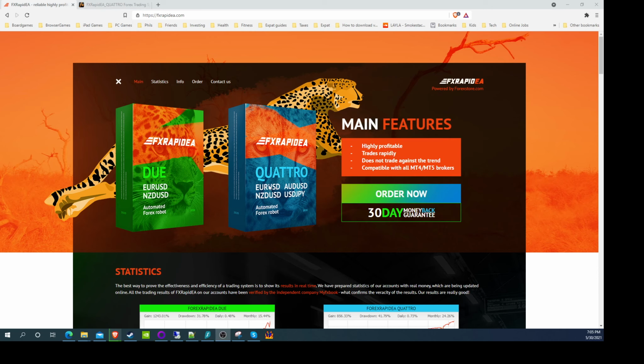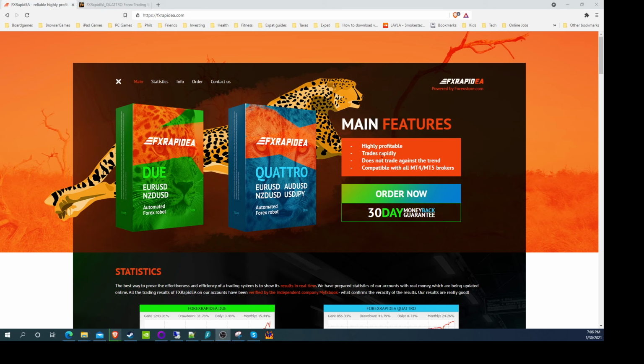FX Rapid EA has two EAs. They have Quattro and Duo. We're going to look at Quattro because that's the one that I was asked to look at. What we can see here, they have basically only one page. All these links link us to the same page essentially, except I think order. Trades on 4 pairs. You can see the 4 pairs here.